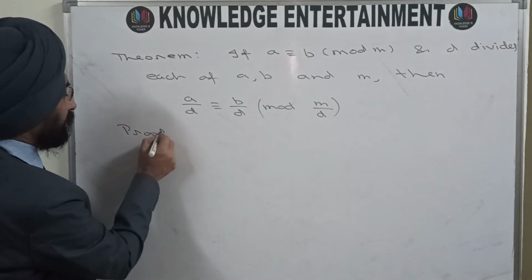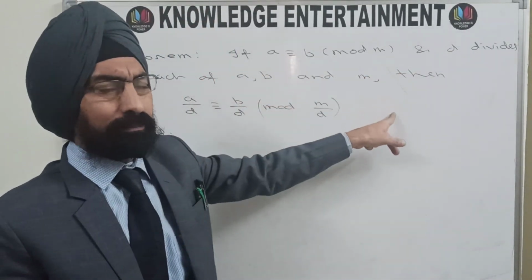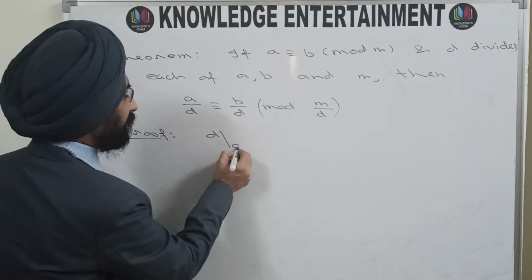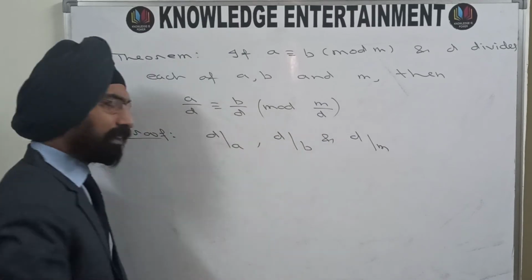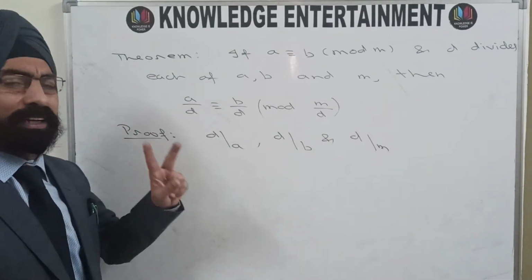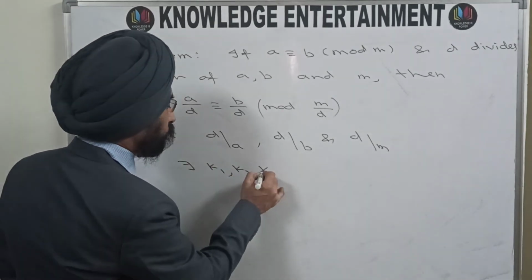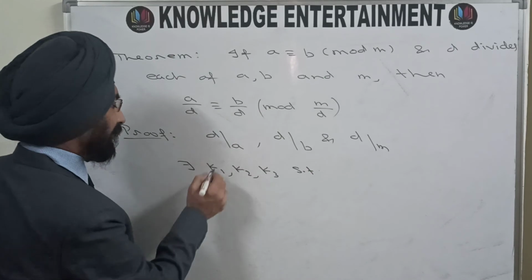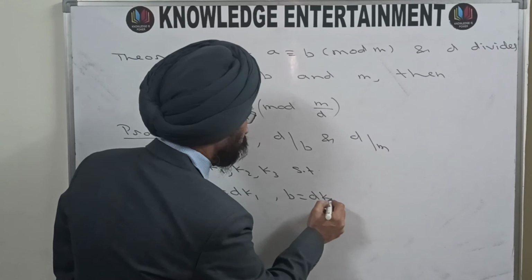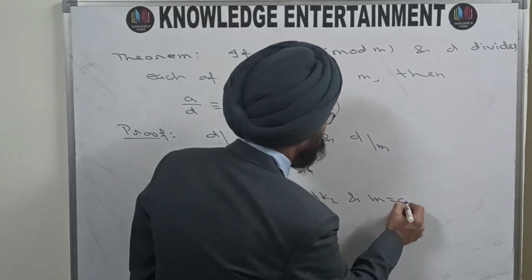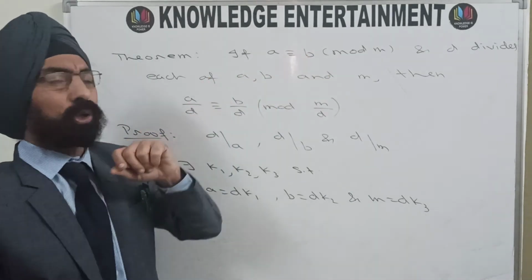Let us see how to prove it. We are given that D divides each of A, B and m. That means D divides A, D divides B, D divides m. This is given. So there must exist integers k1, k2, k3 such that A is equal to D k1, B is equal to D k2 and m is equal to D k3. Now you are also given that A is congruent to B modulo m.